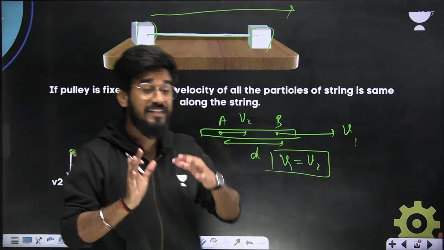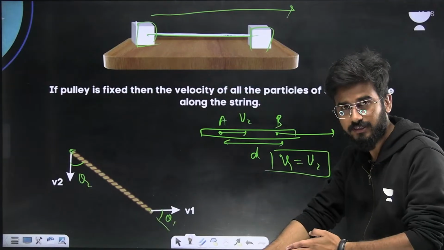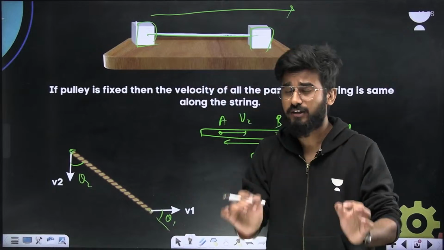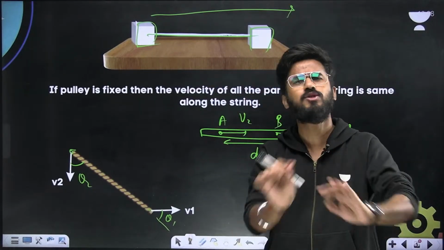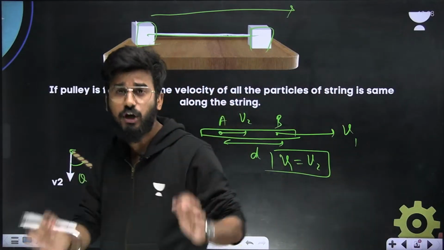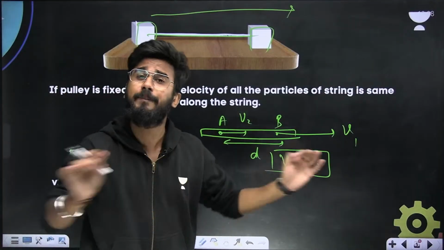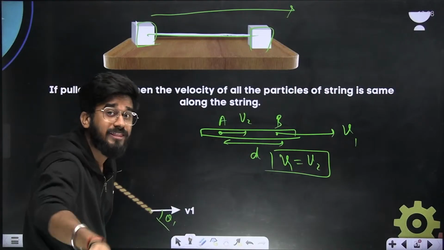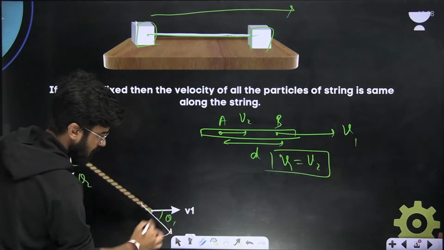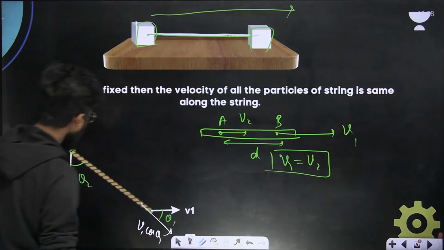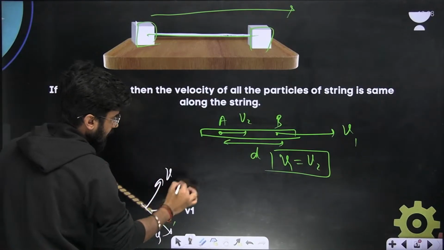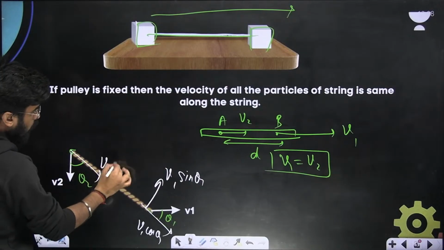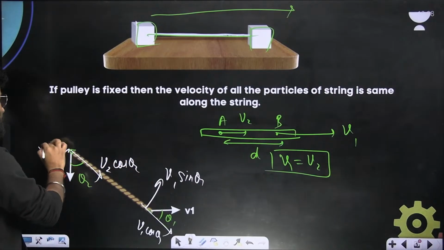What we know till now is that along the string the velocity of all the points is the same, because the distance between any 2 points in an ideal string cannot be changed. Suppose this velocity is v1; we take the component along the string. So this component will be v1 cos theta 1, and this will be v1 sin theta 1. Again break this: this will be v2 cos theta 2 and this will be v2 sin theta 2.